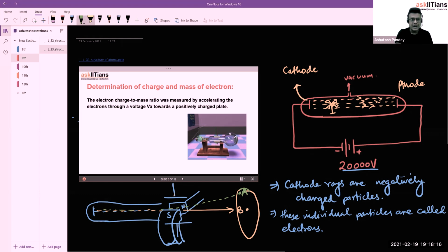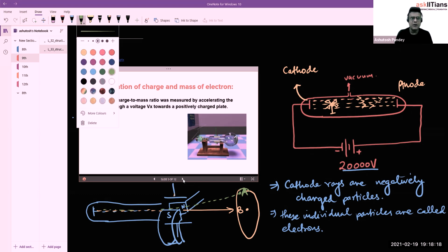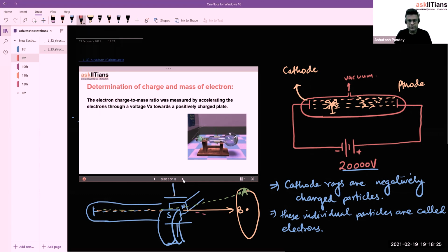And when only the magnetic field is there and there is no electric field, then they are going to hit at C. So when there was no electric and no magnetic field, the cathode rays hit at B. When there is only an electric field, no magnetic field, they hit at A, and when there is only a magnetic field and no electric field, then at C.